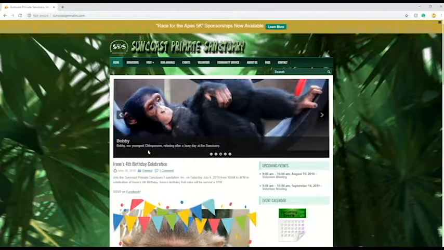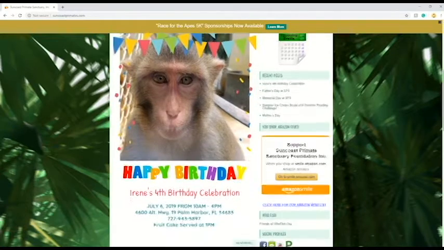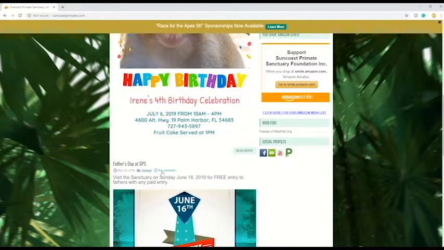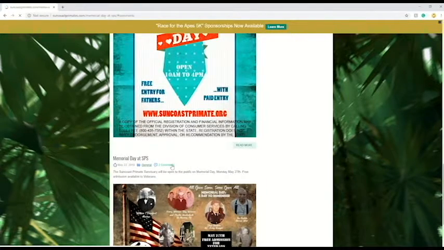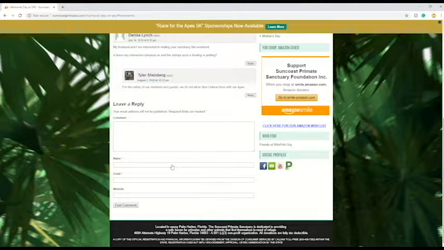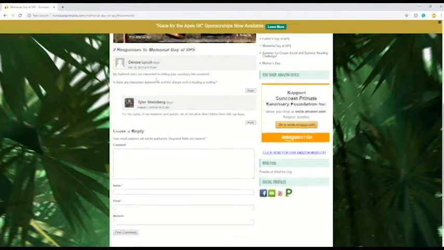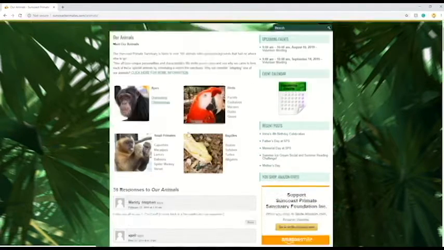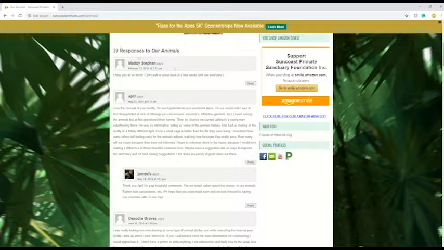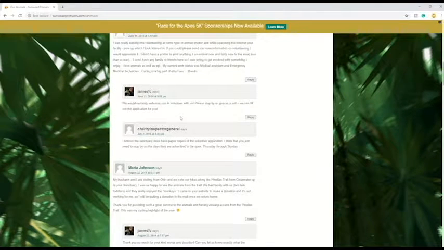Also, I did want to point out that there are some aspects of interactive communications theory. As we scroll down their page, you can find articles written here, and users can comment and interact with SPS members as well as other individuals. So here we have an SPS member interacting with a potential customer, and on their Our Animals page, you can see how SPS members and other individuals are interacting with each other, holding conversations and engaging with each other.